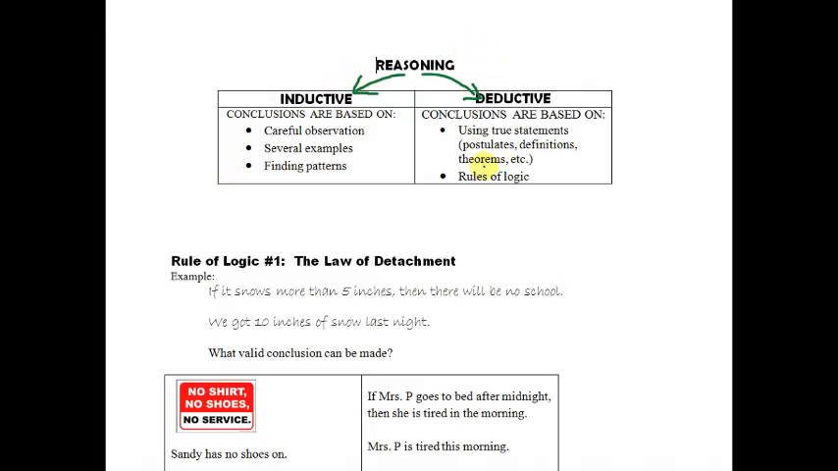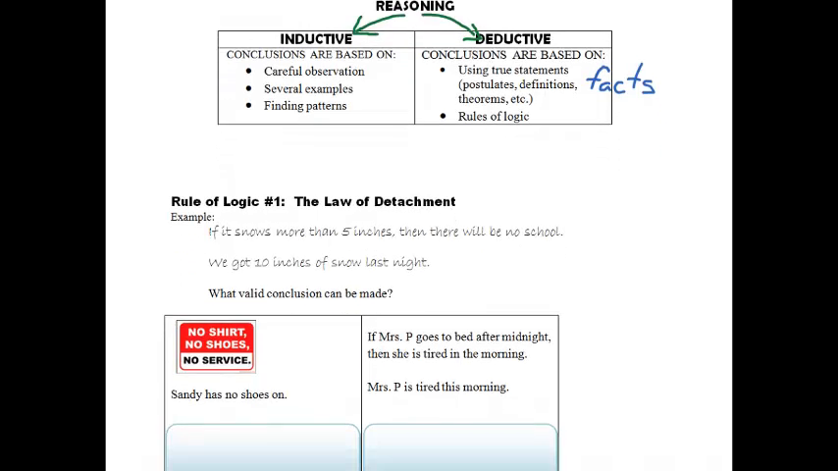In deductive reasoning, we still make conclusions, but instead of using patterns and examples, what we use is facts, things that are true. So these are facts. They might be definitions or postulates, but we need them to be facts. And we combine facts with the rules of logic, add those together, and you've got deductive reasoning, which means your conclusions are based on things that are true. And so when you come to those conclusions, if you've backed them up with the rules of logic and reasoning, then you have true statements. So that's the benefit of deductive reasoning, is you don't end up with some false statement.